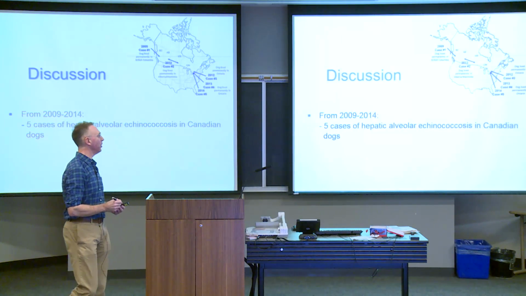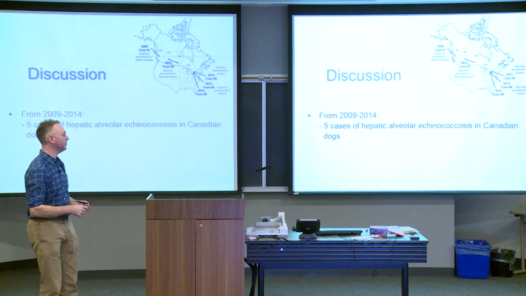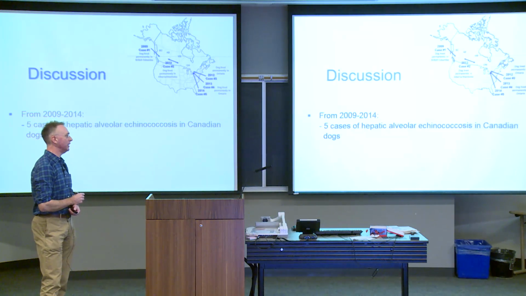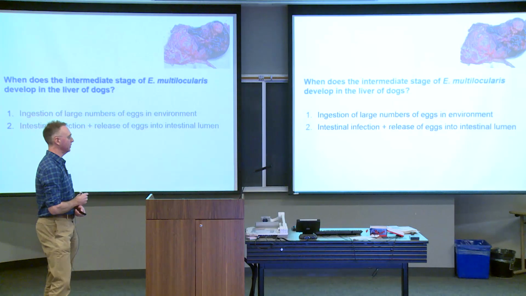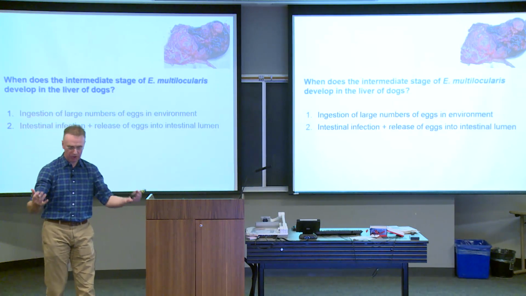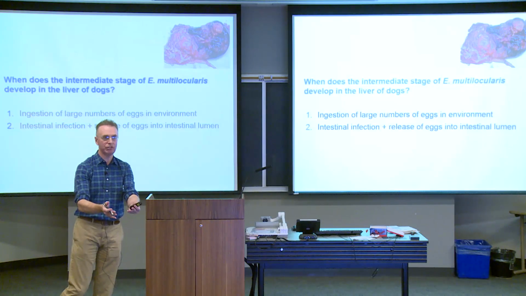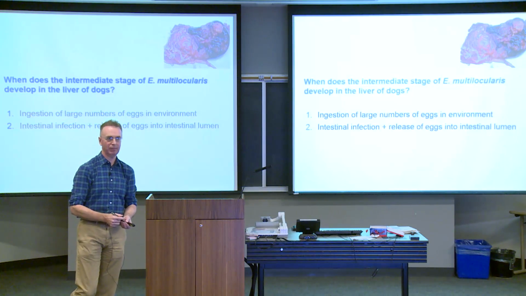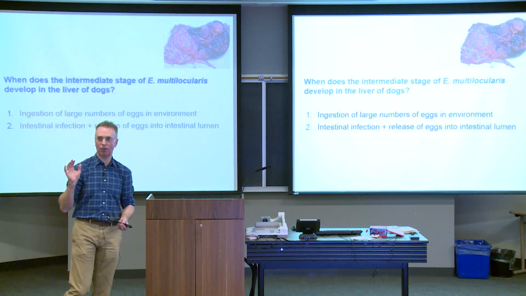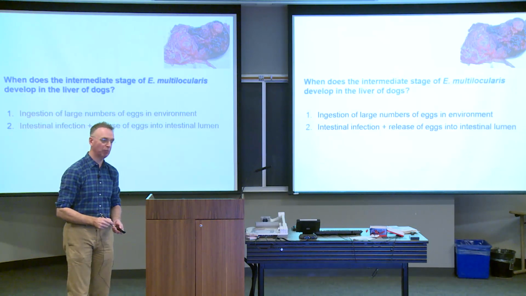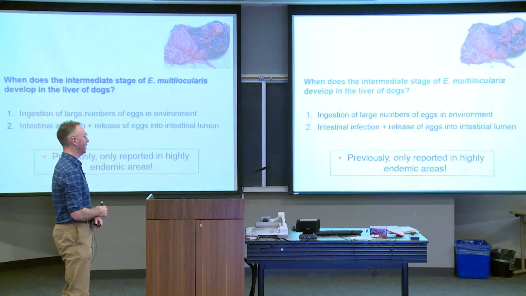So, in summary, what have I shown you? We've now seen 5 cases of this intermediate stage of Echinococcus multilocularis in dogs across Canada. All right? We think, from the Swiss experience, most of these infections are acquired by dogs ingesting eggs in their environment. Who else is in the environment of those dogs? And that's something to remember. People get infected the same way.